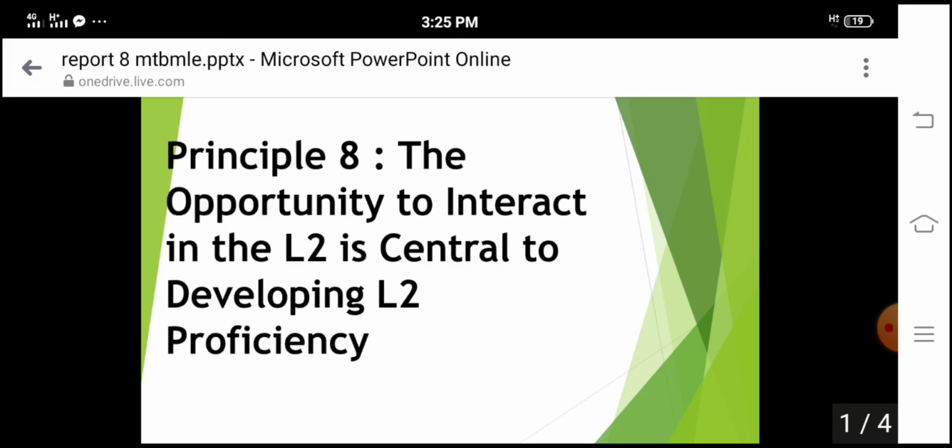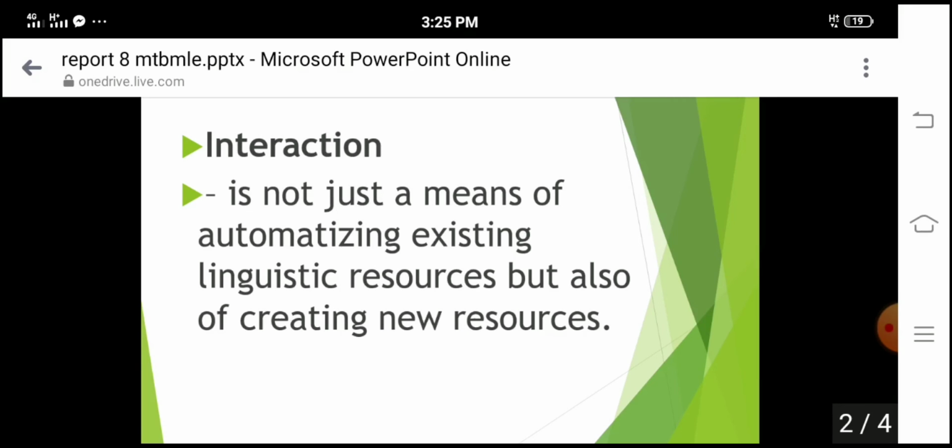So, ito yung pagkakataong makipag-ugnay sa mga tao na nasintro sa mga pagbuo ng mga kasanayan. So, interaction is not just a means of automatizing existing linguistic resources but also of creating new resources. Ito ay hindi lamang isang paraan ng pag-automate ng mga umiiral na mapagkukunang wika, ngunit din ng paglikha ng mga bagong mapagkukunan tulad na lang ng salimuha sa mga iba't ibang tao at pakikipag-usap.